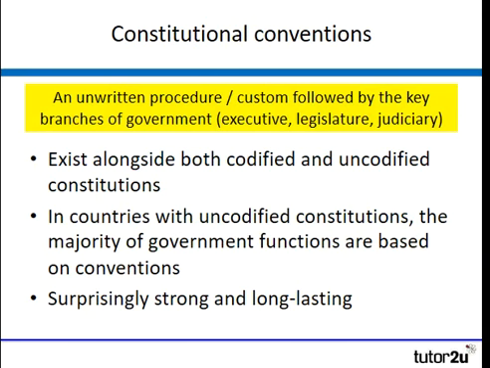The second source of the Constitution that we're going to take a look at is a constitutional convention. Now, this is an unwritten procedure or custom or indeed a ritual followed by one or more of the key branches of government, the executive, the legislature and the judiciary. Conventions exist in both codified and uncodified constitutions. So, for example, there are plenty of examples of conventions in the United States, which has a codified constitution.